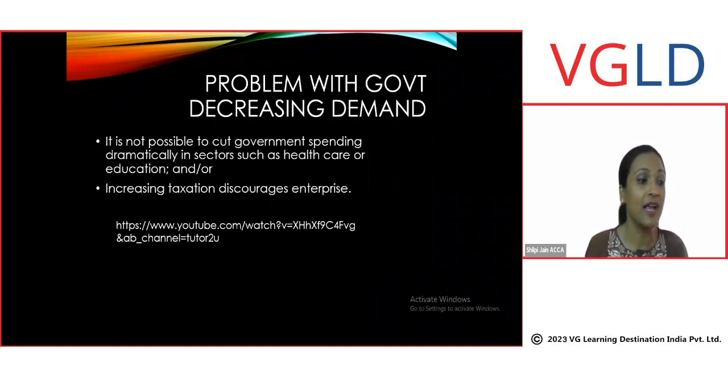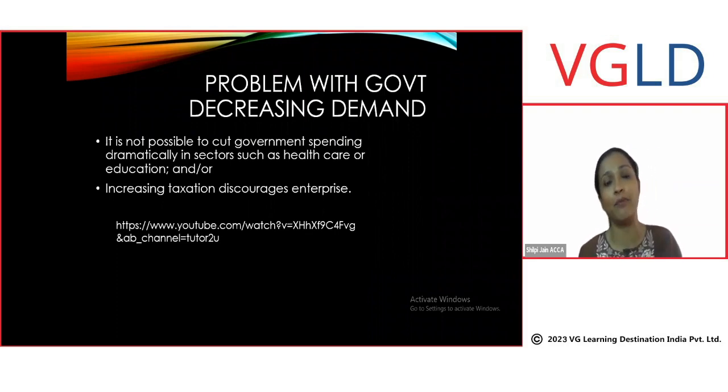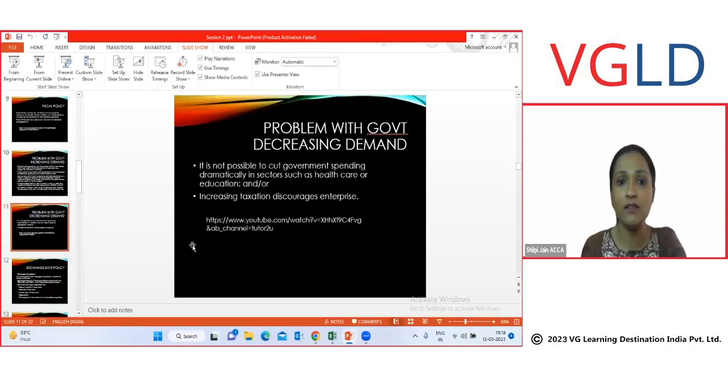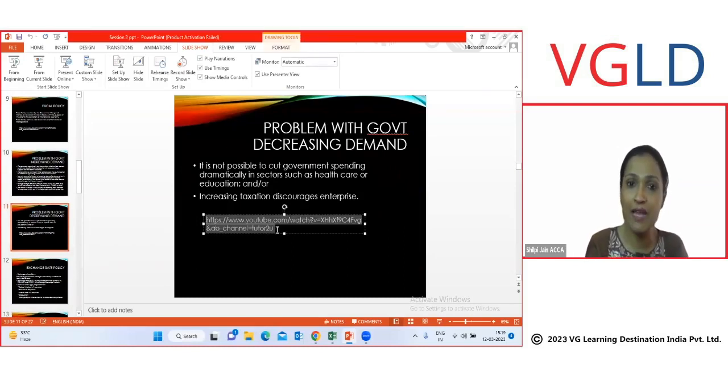Increasing taxation discourages enterprise, in the sense that when higher taxes need to be paid to the government, it will not encourage a very entrepreneurial culture. It will discourage people from doing their own startups, because they will feel that, okay, 50% of what I'm going to earn is going to be given to the government. So is it really worth taking that risk or not? So increasing taxation again discourages enterprise. Okay with everyone? Everybody able to understand this?